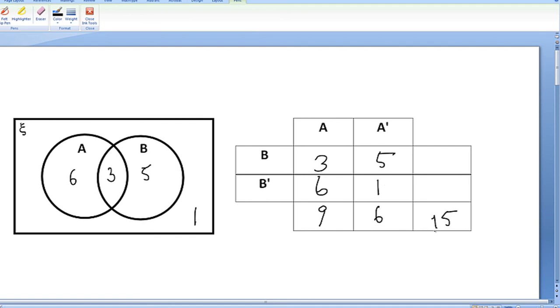9 plus 6, 15. We've also got some other error checking here. 3 plus 5 is 8. 8 plus 7 equals 15. So I know that this must be 7, and it does, because 6 plus 1 equals 7. So there's our two-way table from our Venn diagram.